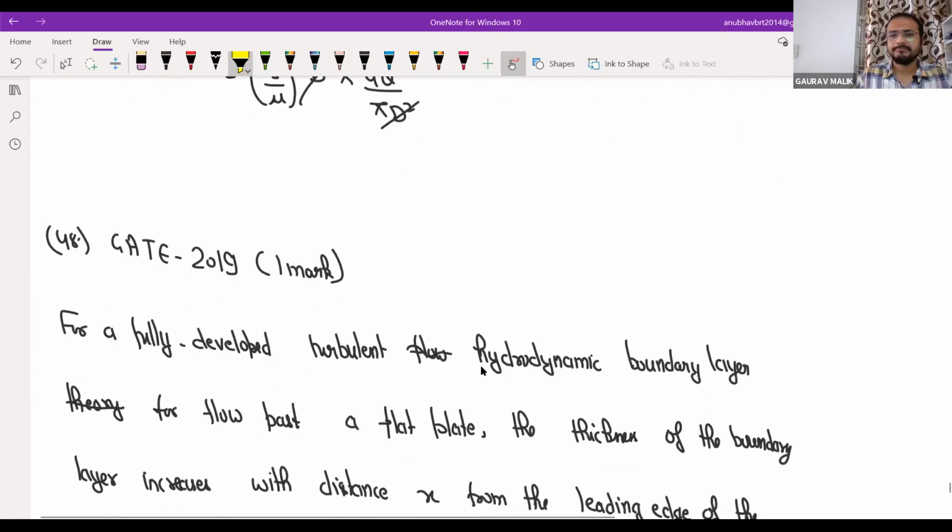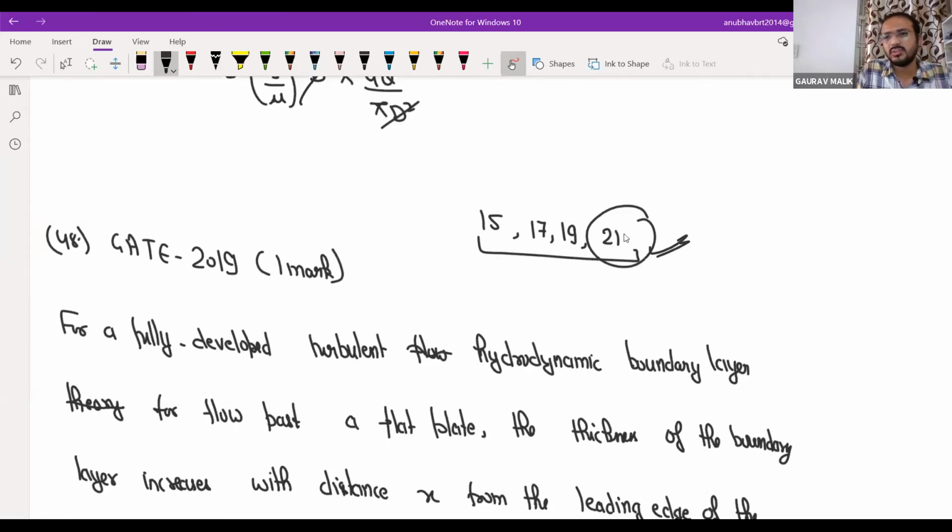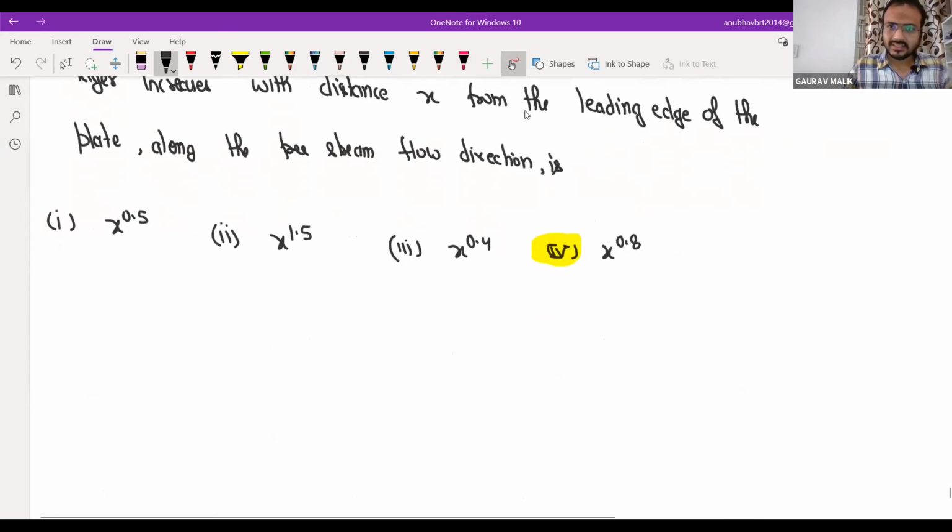And one more thing. From this elementary boundary layer theory, they will ask a question in GATE 2021. Because they asked questions in GATE 2015, GATE 2017, GATE 2019, and in GATE 2020 they did not ask any question from this section. So we hope that in GATE 2021 they ask a question from this section. Is it clear? Very good.